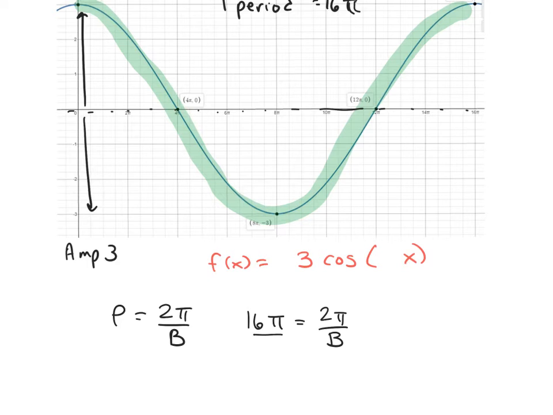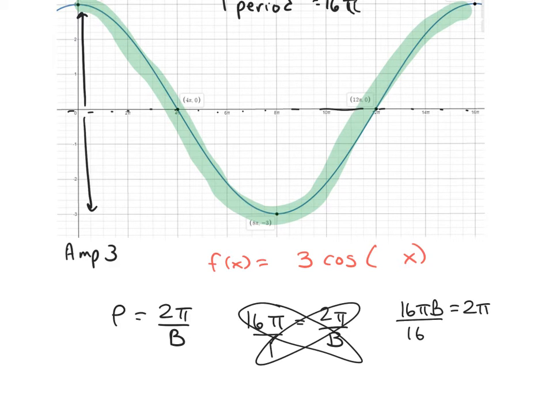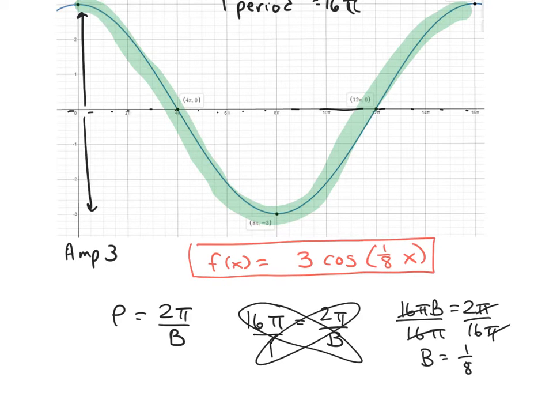So I'm trying to figure out what number divided by 2 pi will give me 16 pi. Lots of ways to do this. You can cross multiply, do something like this. Get 16 pi b equals 2 pi. Divide both sides by 16 pi. So the pi's cancel, 2/16 reduces to 1/8. So that 1/8 is the number that when I take 2 pi and divide it by, I get 16 pi.